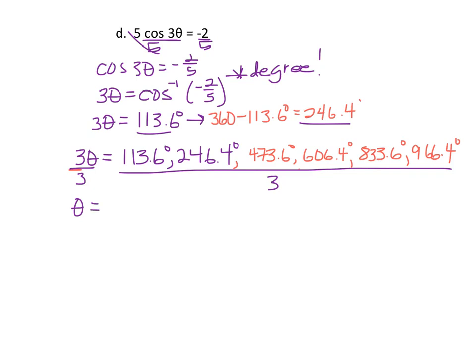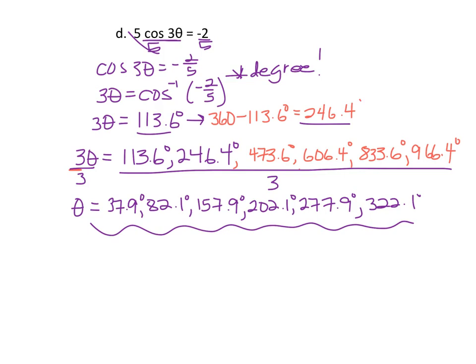So what I want you to do right now is grab your calculator, please pause the video, divide all of these answers by 3. When you're done, every solution needs to be between 0 and 360. So then press play and we'll see how it went. When I divided everything by 3, I got values as little as 37.9 degrees all the way up to 322.1 degrees. All 6 of those theta values make our equation in D a true statement.